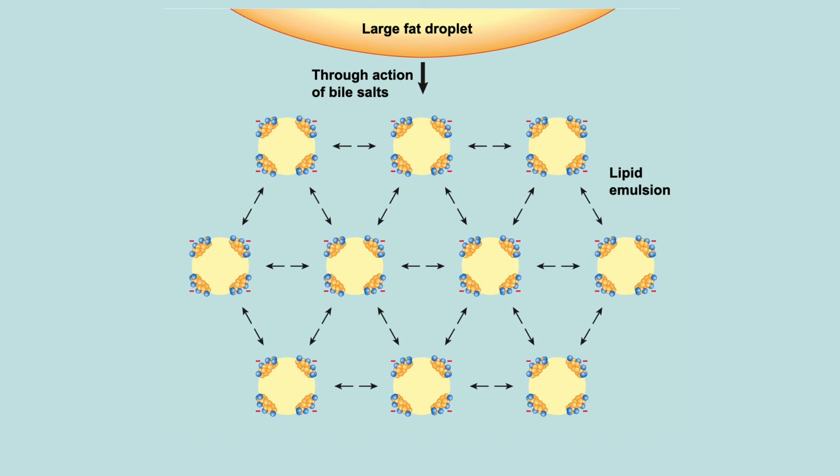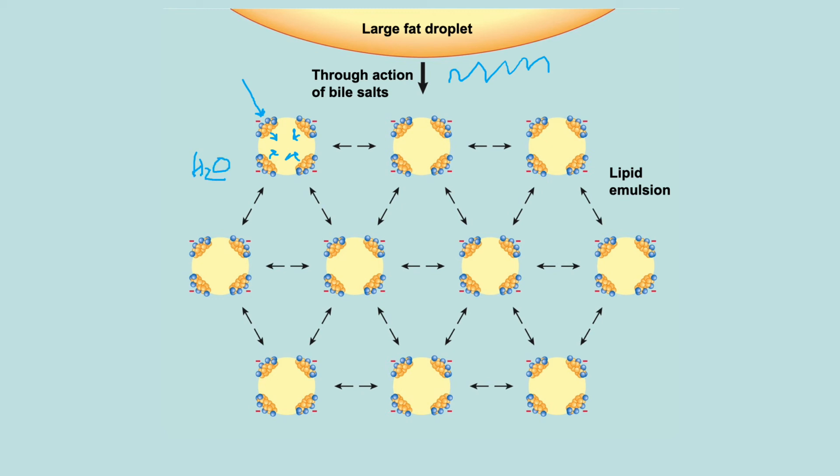Let's say we have a large droplet of fat. Well, then contractions of the intestine are going to help break that up into smaller little droplets. And when that happens, the bile salts adsorb to the surface of those smaller lipid droplets. Now, because the nonpolar side of that bile salt orients to the middle and adsorbs to the surface of the lipid droplet, that means the negatively charged polar area of that bile salt orients outward and interacts with the water.